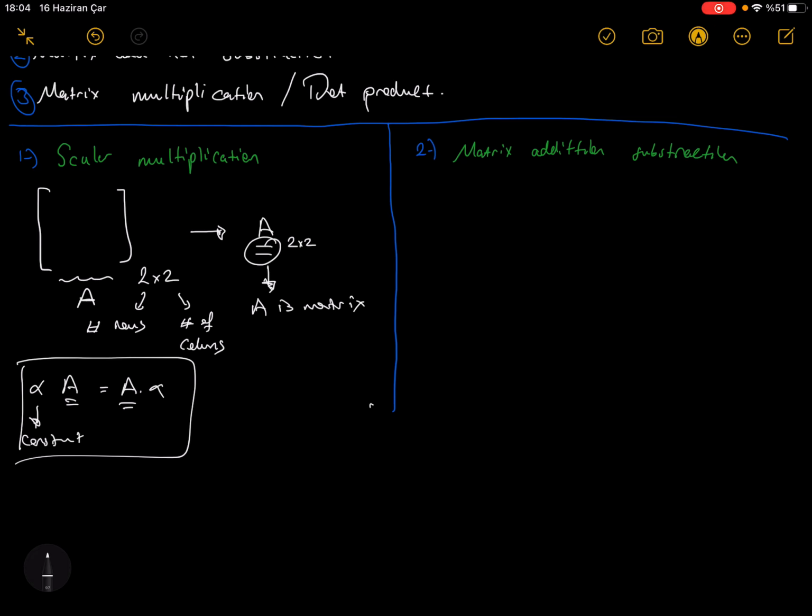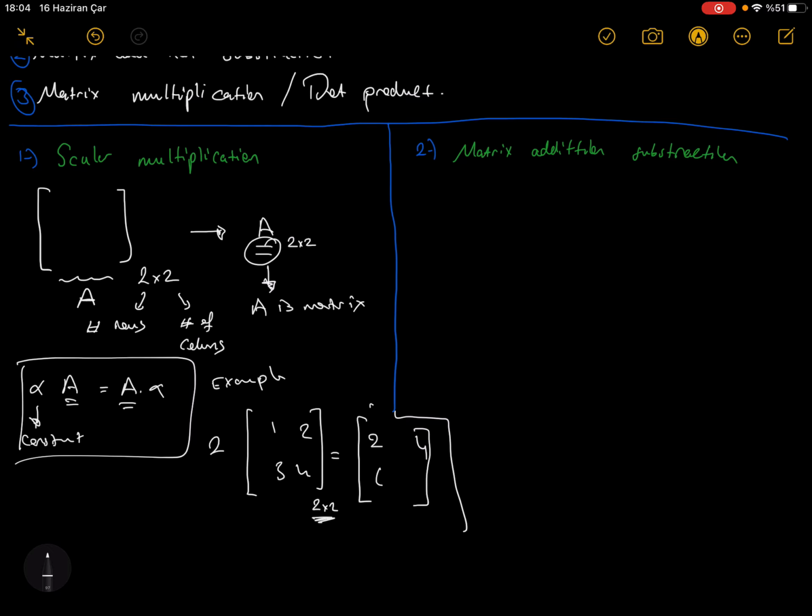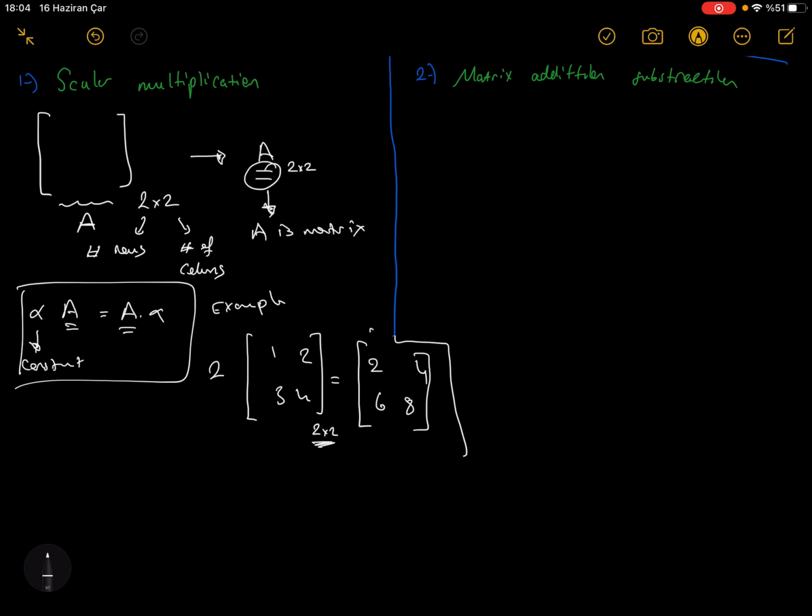Okay, let's make a simple example. I am going to multiply with 2. We have 1, 2, 3, 4, and the result is a matrix as well. This is a 2 by 2 matrix. Always write the dimension. Do not forget the dimension. Okay, and we get 2, 4, 6, and 8. As you can see, what I did is multiply every cell of the matrix by the number 2. Okay, that's it. It's this simple.